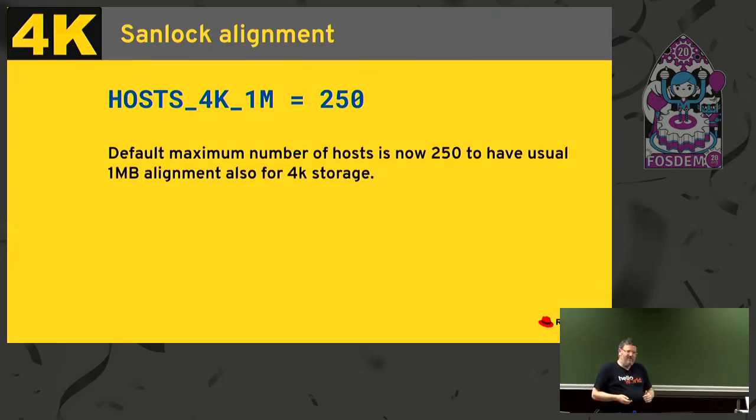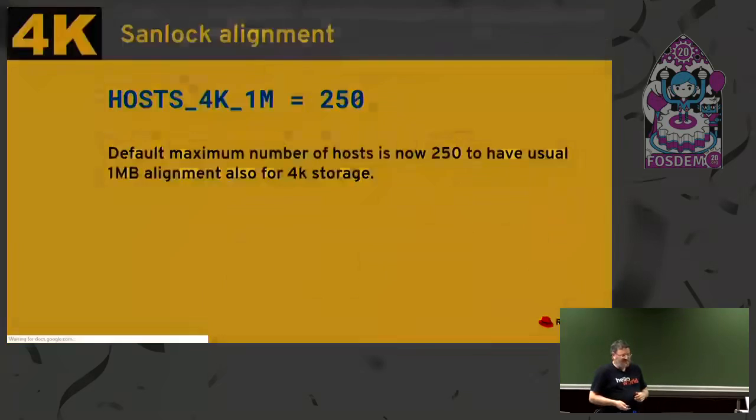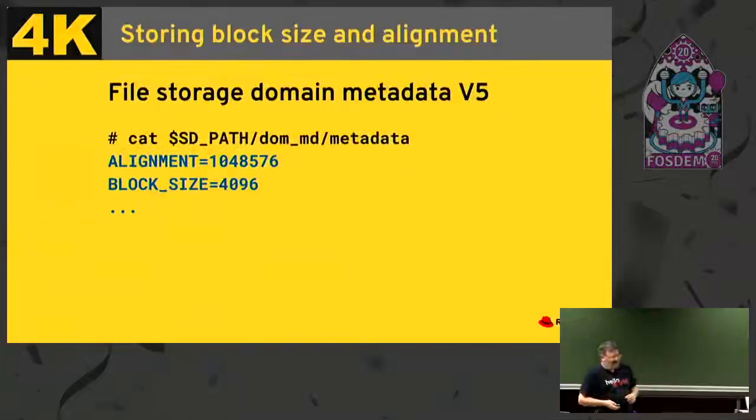Generally, this is the default value used by engine, so you don't have to configure anything, but it's possible to create bigger setups with more hosts. And finally, when we have all the information, we keep it in the storage metadata. This is, for example, the storage metadata for file storage. In block storage, we keep it in the VG tags.